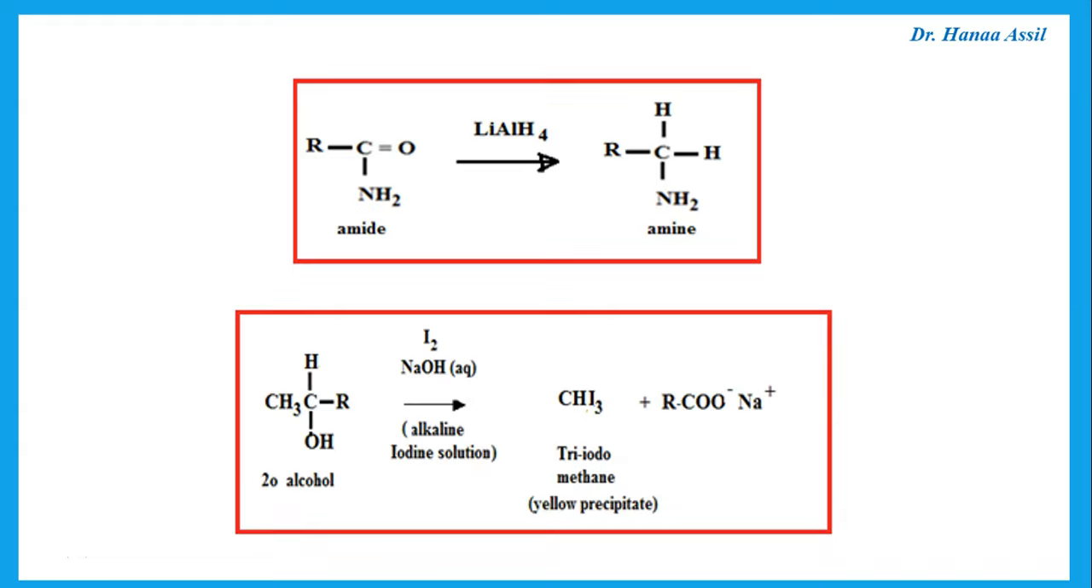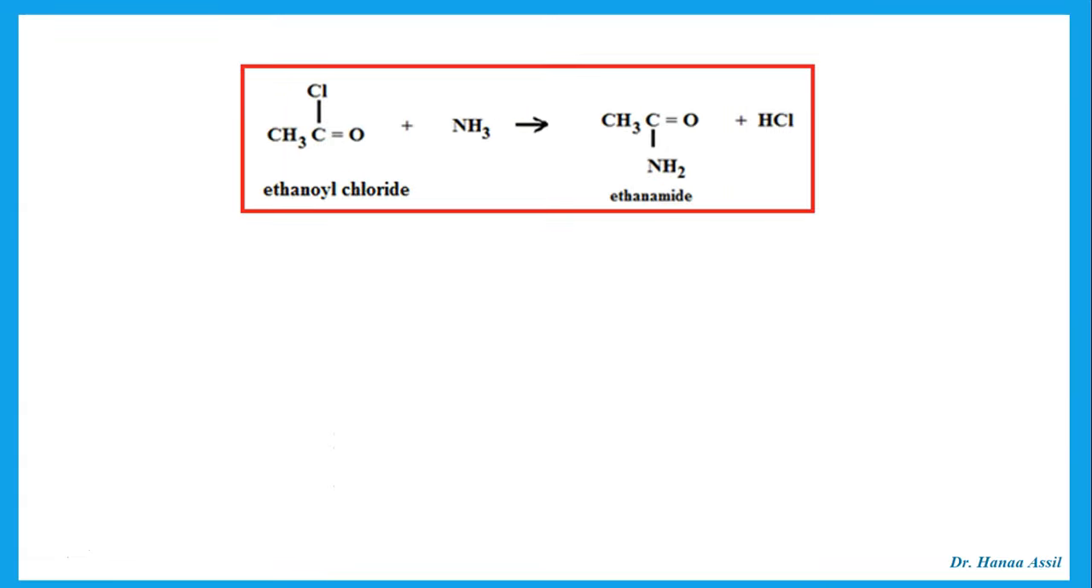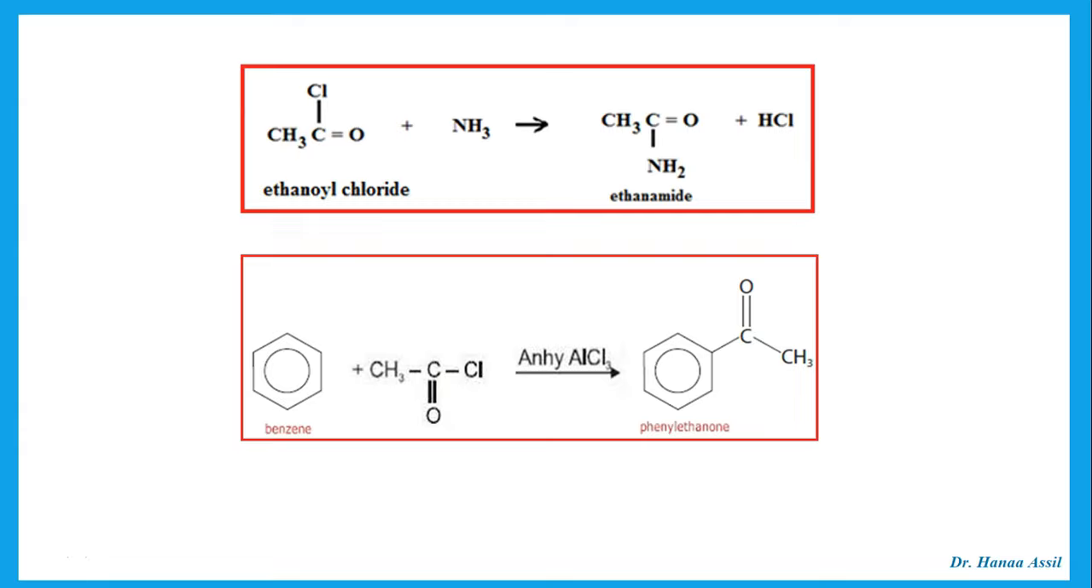So remember that this is the iodoform test. It also reacts with the alcohol in which we have a CH3 next to the carbon carrying the OH. So this gives the sodium salt of the acid made by this reaction. Ethanoyl chloride, if I react that with ammonia, this gives the amide. So this is how we make the amide.